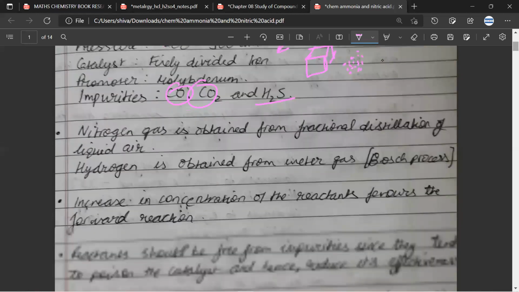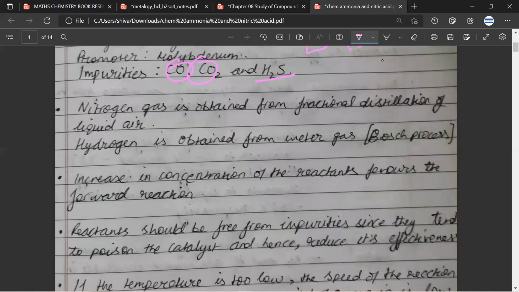Now there are some reasons associated with this. Nitrogen gas is obtained from fractional distillation of liquid air because air contains nitrogen. Hydrogen is obtained from water gas, the Bosch process. We move on to the next condition for the manufacture of ammonia. Increase in concentration of the reactants favors the forward reaction so that there is maximum yield of ammonia. Reactants should be free from impurities.